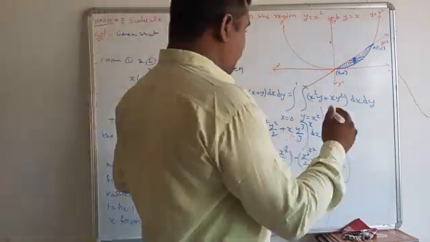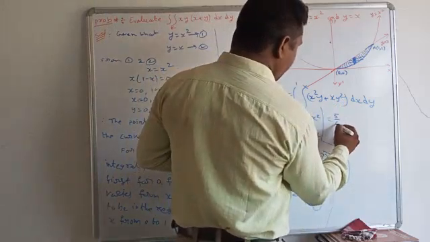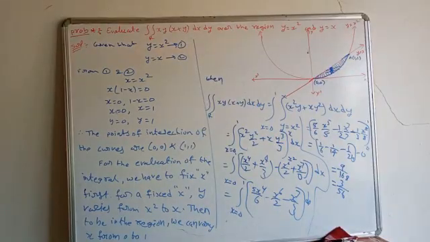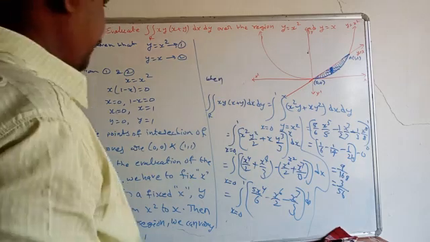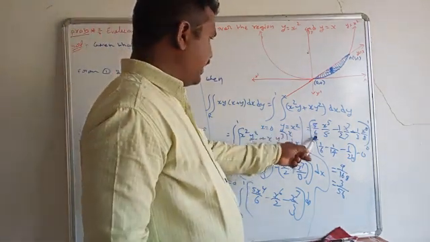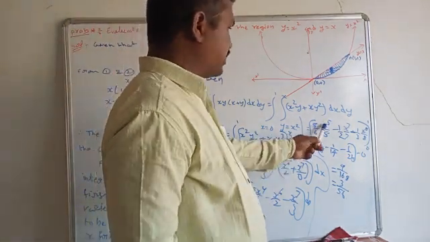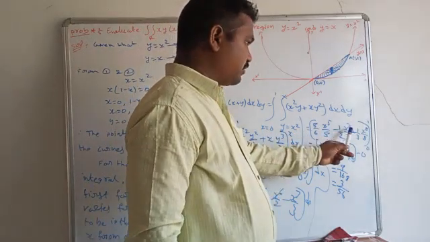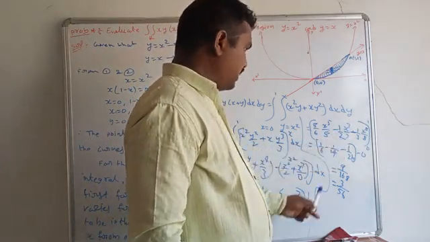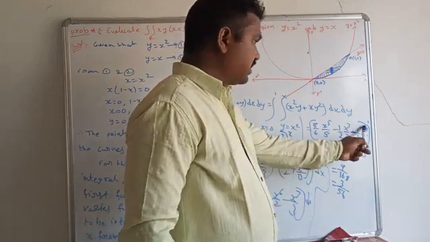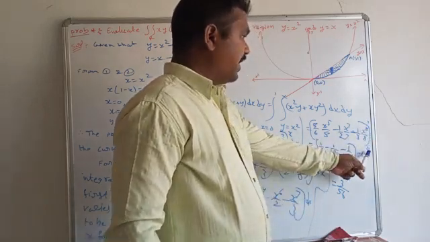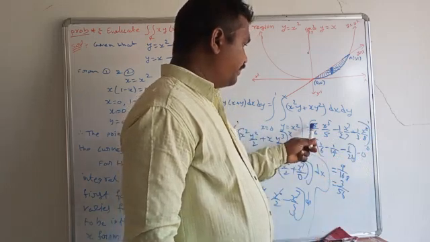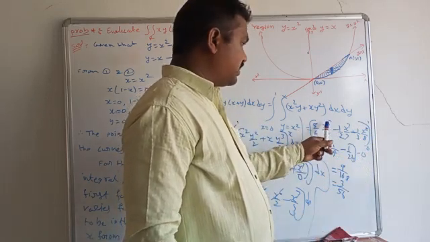5 by 5, ఇక్కడ 5 by 6 ఆల్రెడీ ఉంది. ఓకే, 5 by 6 is constant here. x power 4 की integration x power 5 by 5 minus 1 by 2 constant, x power 6 की integration x power 7 by 7 minus 1 by 3 constant, x power 7 की integration x power 8 by 8. You can apply the upper limit 1 and lower limit 0. So 5 cancel, 1 by 6.